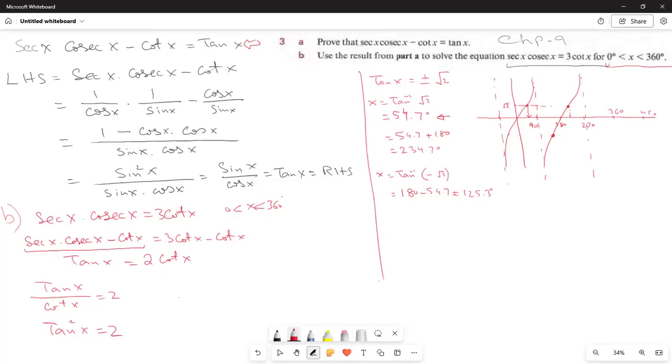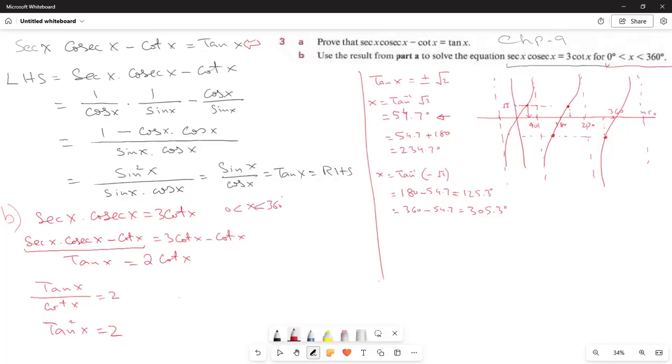Four 50. So the next cycle is from here and here. So the value is going to be this one. Okay, so the next answer is 360 minus 54.7. Okay, 360 is this point. I have to subtract and find this answer. And this is going to be, yes, 305.3 degree.